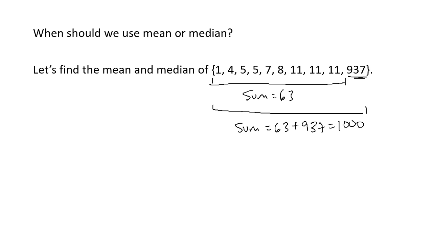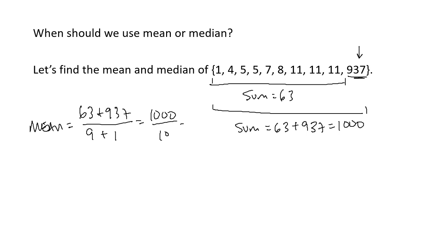And our old data set had 9 elements, and so now this is my 10th element. So this mean is going to be a little bit easier to calculate because we know a lot of the information already. So my mean is going to be 63 plus 937. And then the size is going to be the 9 plus this 1. So I'm going to get 1,000 over 10, and that equals 100.